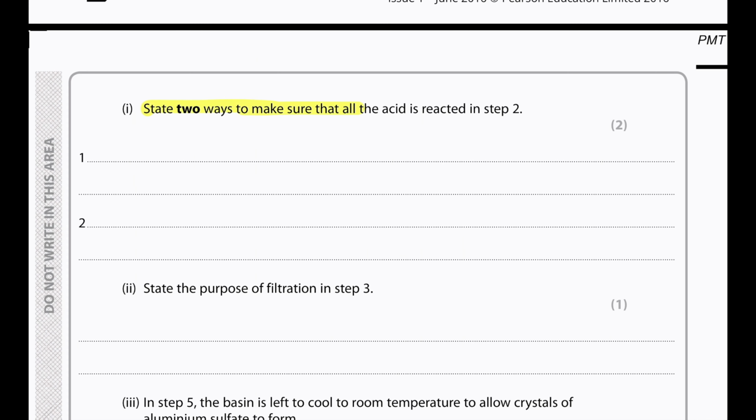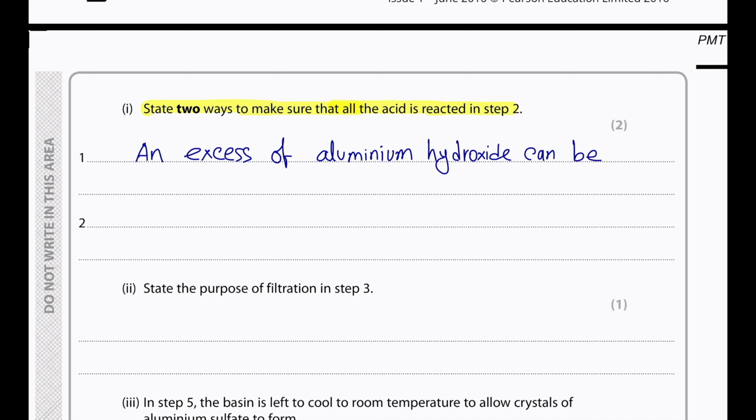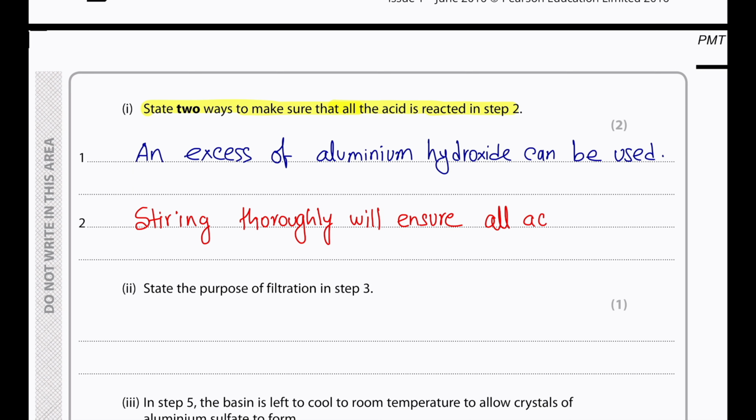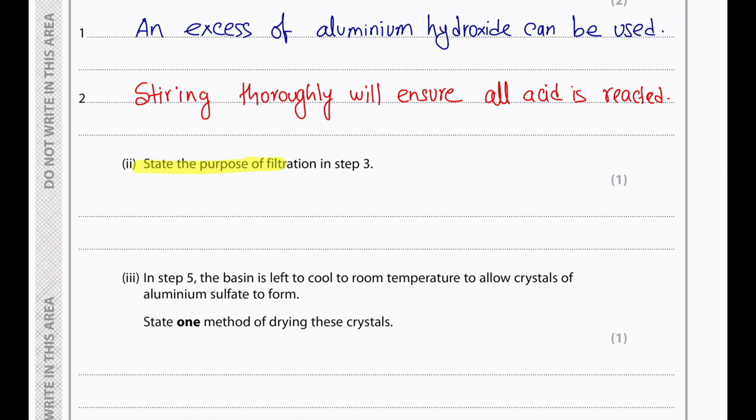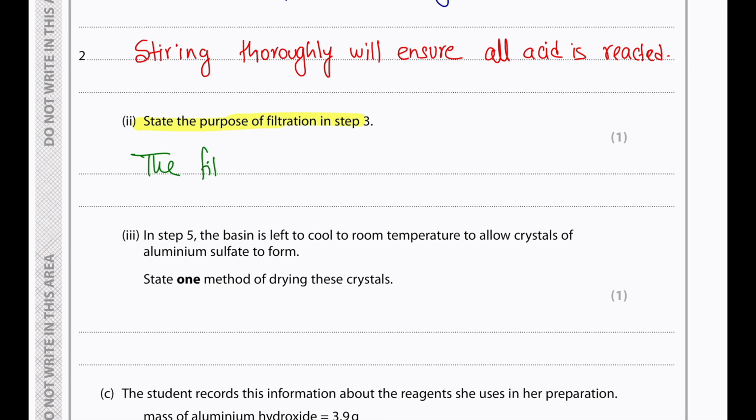State two ways to make sure that all of the acid is reacted in step 2. We can use excess aluminium hydroxide because it is insoluble in water. And we can stir thoroughly so that all the acid is fully reacted. We will know that all the acid is fully reacted when there is an excess of aluminium hydroxide. State the purpose of filtration in step 3. The filtration will remove the unreacted aluminium hydroxide.